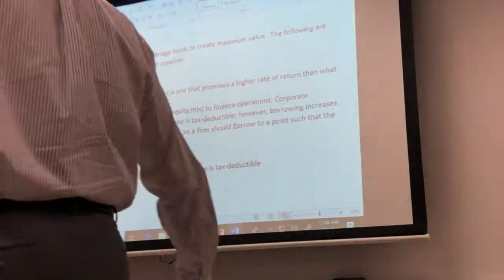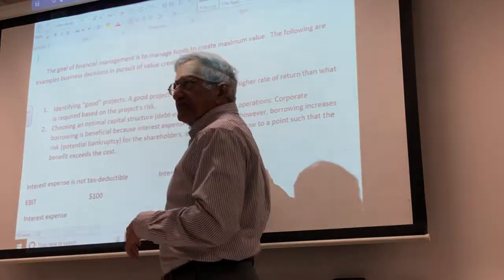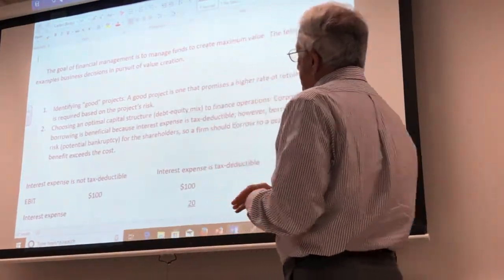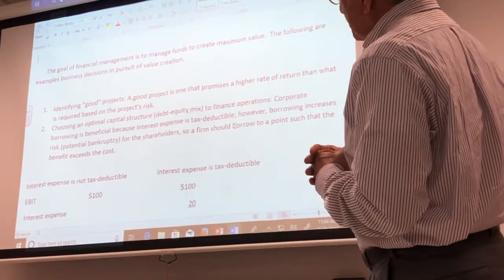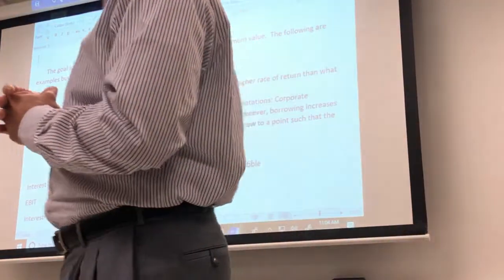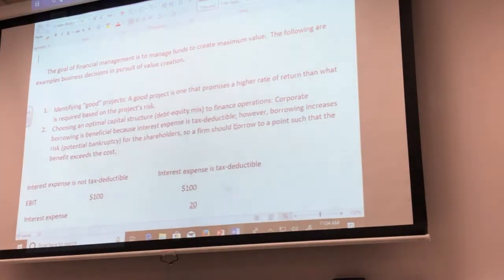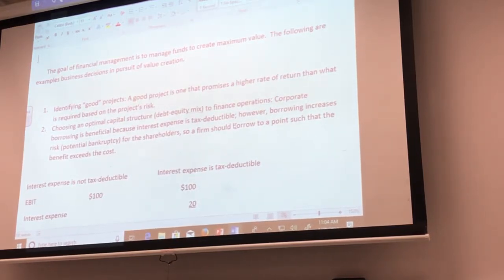What is a good investment? And I believe a good investment, a good project is one that promises a higher rate of return than what is required based on the project's risk. I believe I gave you a similar definition. Okay, so your job is to identify good projects and make investments in those good projects. And what is a good project? A business proposal, a business idea that promises you a higher rate of return than what is required based on that project's risk. Does it make sense?